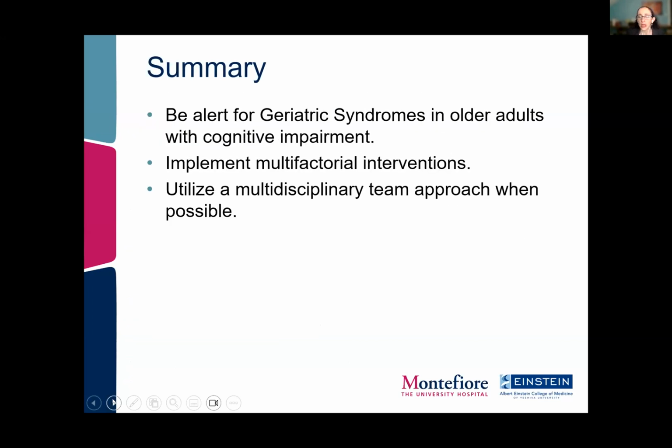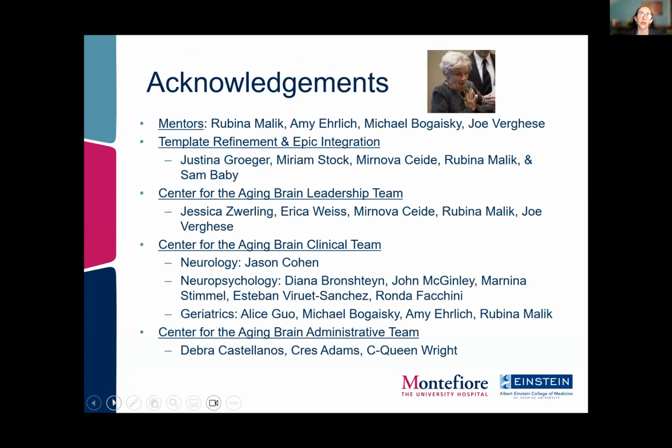So in summary, I recommend that we be alert for geriatric syndromes in older adults with cognitive impairment, that we implement multifactorial interventions, and that we utilize a multidisciplinary team approach when possible. These are my acknowledgments for my Center for the Aging Brain team, and that's my dear grandmother who inspires my work.